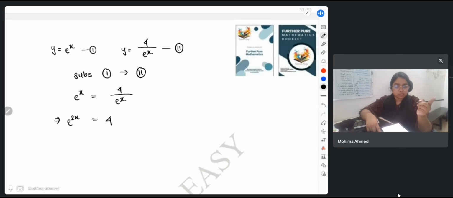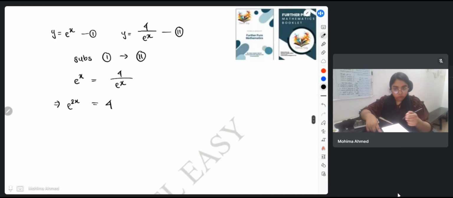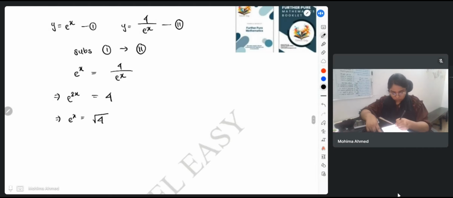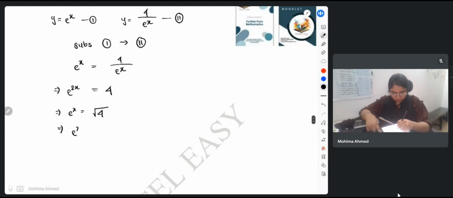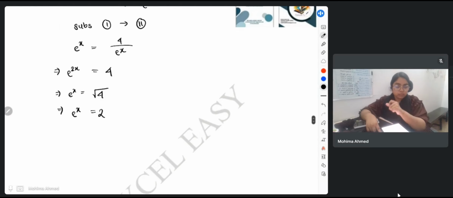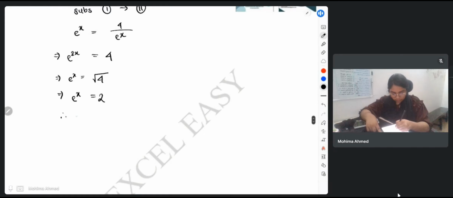We can take that 2 to the right-hand side again, and that will be a power of half on top of that 4. So now you have e power x with root of 4, since half means root. So now you have e power x equals 2. Again, if you take this exponential to the right-hand side, the inverse of exponential ends up being ln. So now the value for x is going to be ln 2.